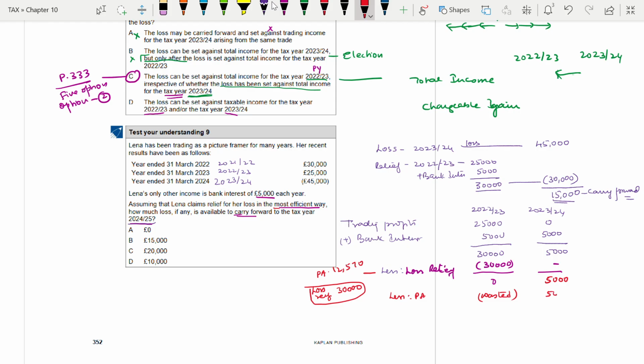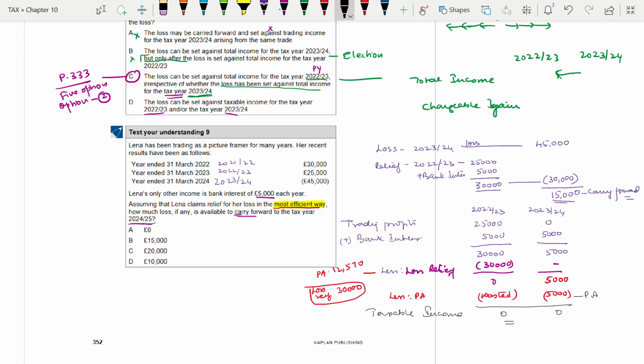Here we are using the personal allowance of how much? 5,000. Are you clear about this? How are we using it in the most efficient way? The most efficient way means using the maximum amount, rather than misutilizing your personal allowance. Where is the benefit? In the end the taxable income will be zero. Here we are using the personal allowance of 12,570.